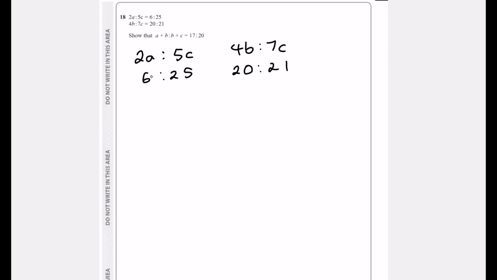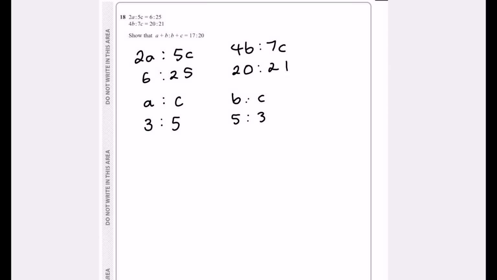So we've got 2a's are 6 parts. So 1a is going to be half of that, which is 3 parts. 5 c's are 25, so divide that by 5. So c is 5 parts. The same with the other one. So dividing this one by 4 and dividing this one by 7. So if 4b to 7c is 20 to 21, b to c is 5 to 3.